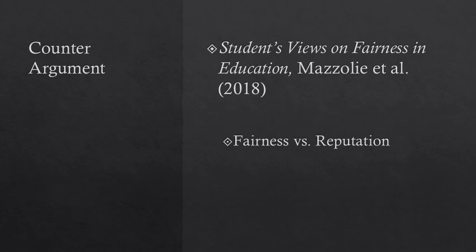So a counterargument for this claim has to do with fairness versus reputation. There was an article called Students' Views on Fairness in Education, and there were many authors for this article, and it basically discusses that schools tend to protect their reputations by placing restrictions on certain individuals and the opportunities that they have in their schools. And it says, Mazzoli et al. in the article states that fairness has a lot to do with equality of opportunity within a school setting. And then it continues to discuss fairness versus reputation, and it ends up explaining that fairness prevails.